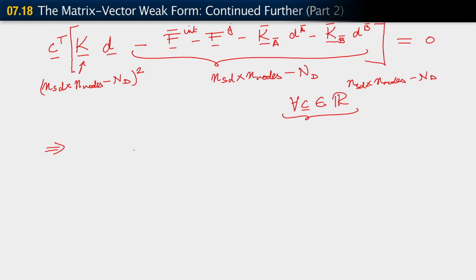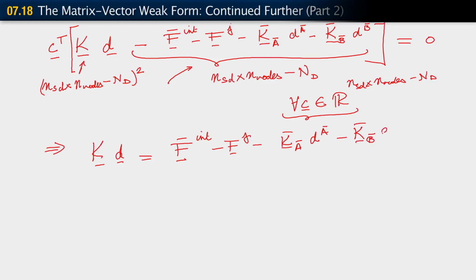if we have KD equals everything on the right hand side, everything that makes up that vector: F bar internal minus Fj minus K bar A bar D A bar minus K bar B bar D B bar. And now of course we're going to call all of this our final forcing vector.